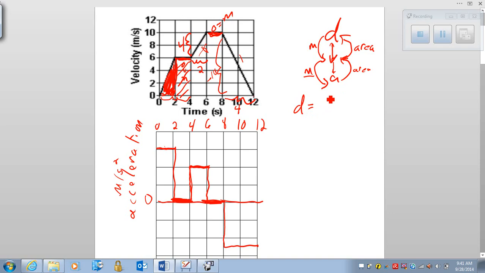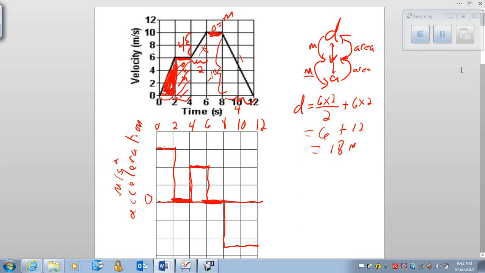So I'm going to put displacement will equal the area of the triangle in the first place, which is going to be 6 times 2, right? The base times the height divided by 2, plus the box, which is 2 across and 6 up, so that's 6 times 2. The answer will be 12 divided by 2, which is 6, plus 12, which equals 18. Very, very simple math.